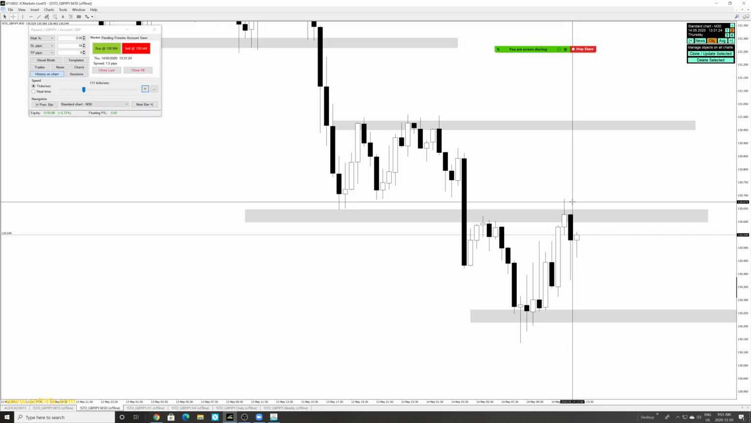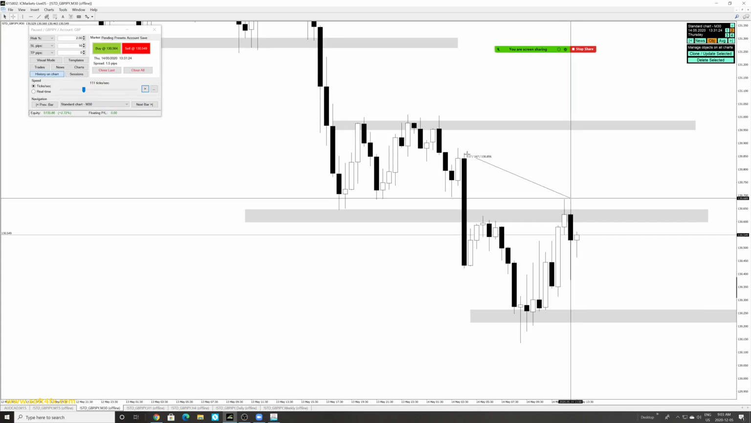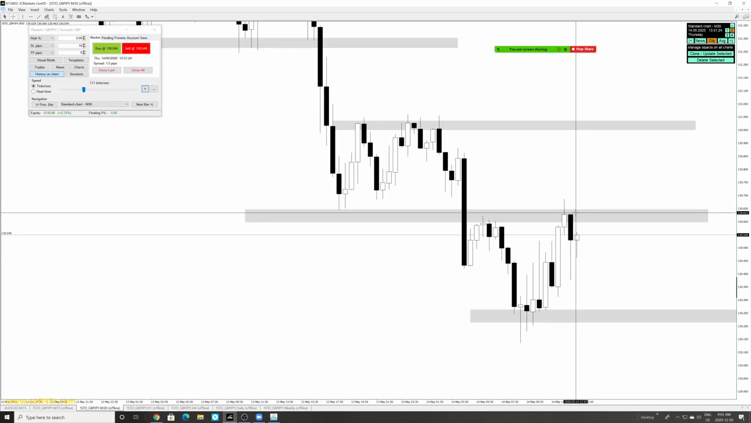Notice how our range now became bigger. First we were looking at price breaking above this high to continue up, a 16 pip range. Now we're looking at price breaking above this high to continue up, and now it's a 22 pip range.